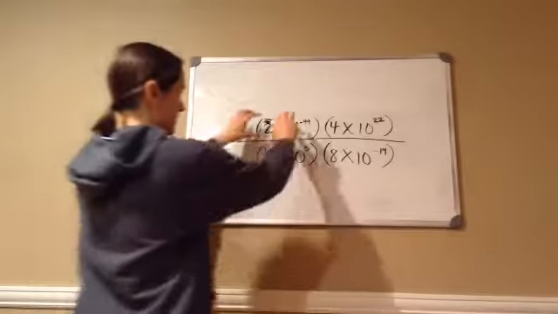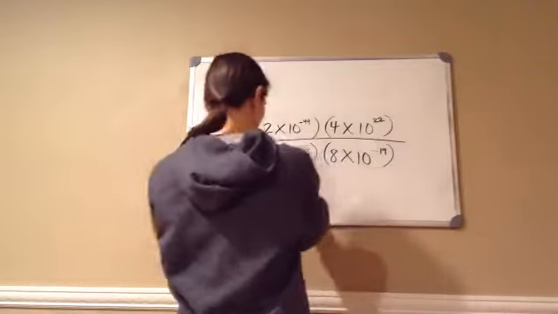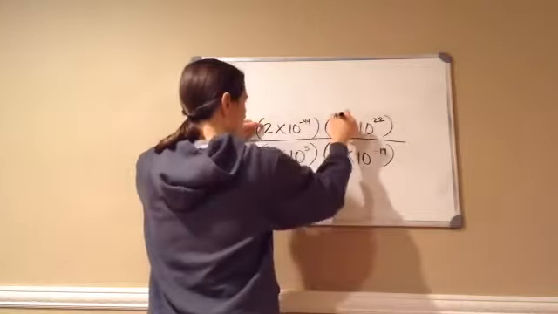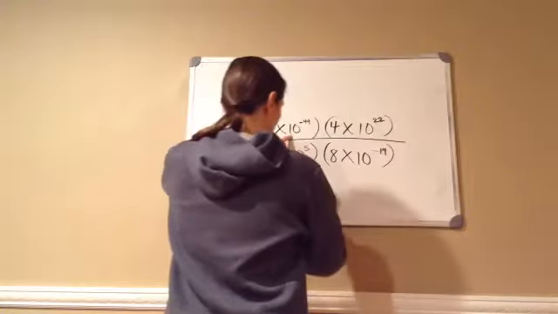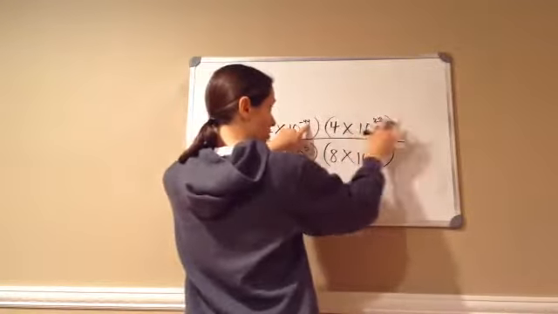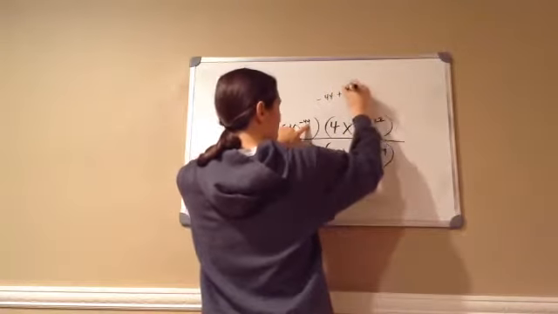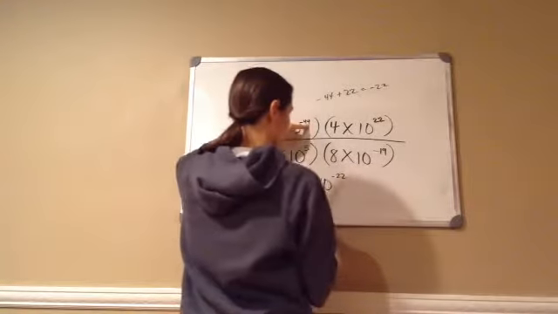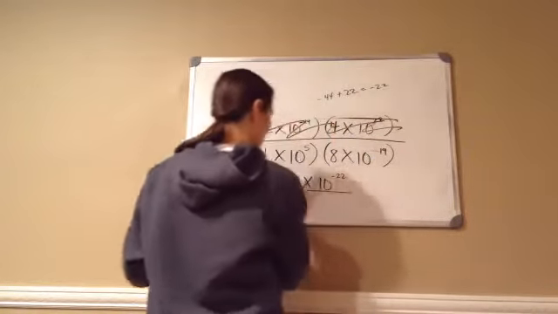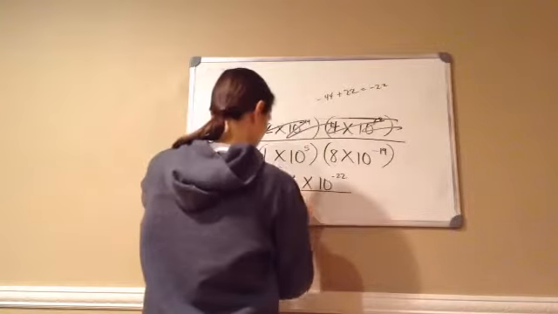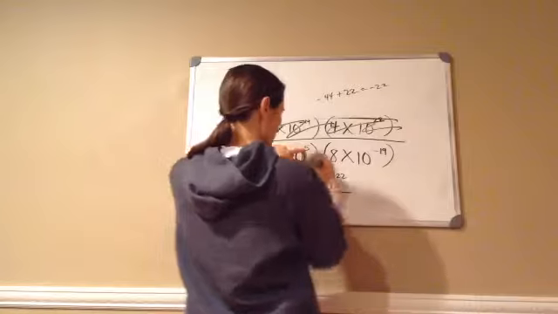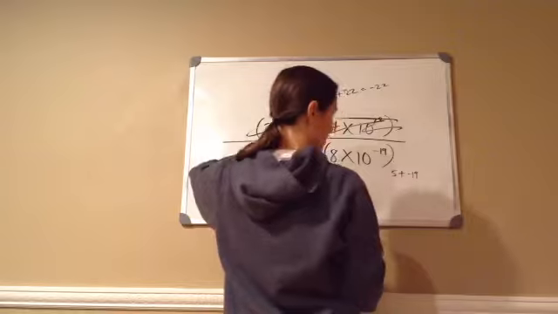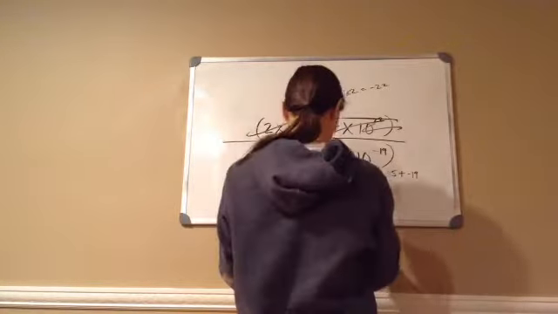Okay, so your next step is to multiply this times this, and then we're going to multiply this times this, and then we're going to divide those two. Okay, so here we go. 2 times 4 is 8 times 10. And remember, we're multiplying, so this is negative 44 plus 22, and that's going to give me a negative 22 answer. Okay, done with that one. Now here we go. 1 times 8 is 8 times 10. And we're still multiplying, so you're adding these. So this is 5 plus a negative 19, which would become a negative 14.